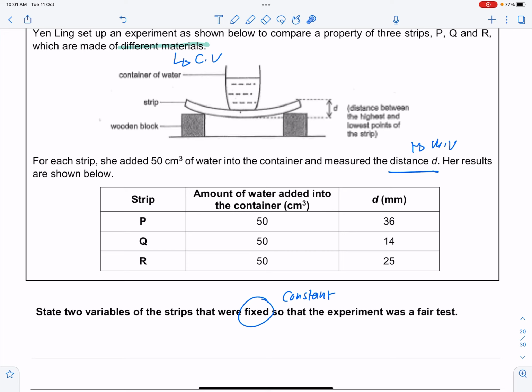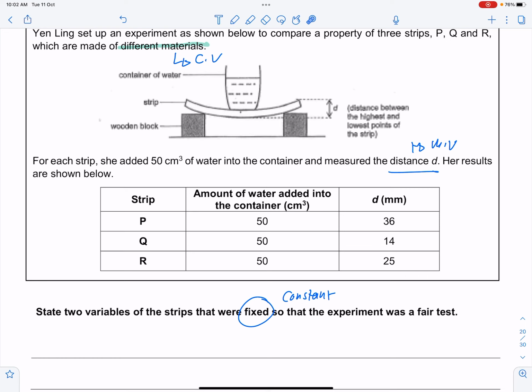So these are qualities or variables that could affect the bending distance of the strip. But of course, you would argue other things. For example, you may say things like the type of wood to make the wooden block, the height of the wooden block. I would agree. Yes, is it a correct answer? Absolutely. But is it the best answer, the answer that the examiner was really hoping for, that affects the experiment directly? No, it doesn't. Okay?